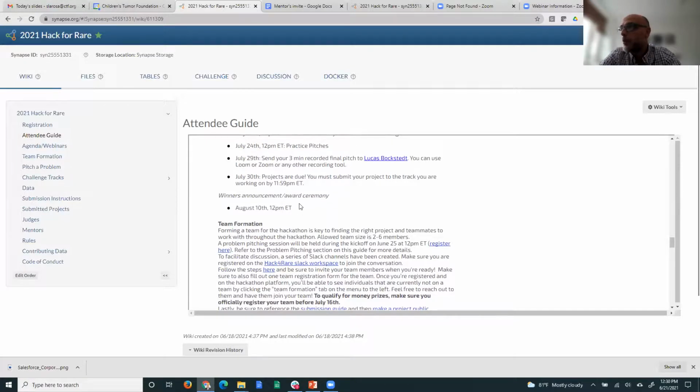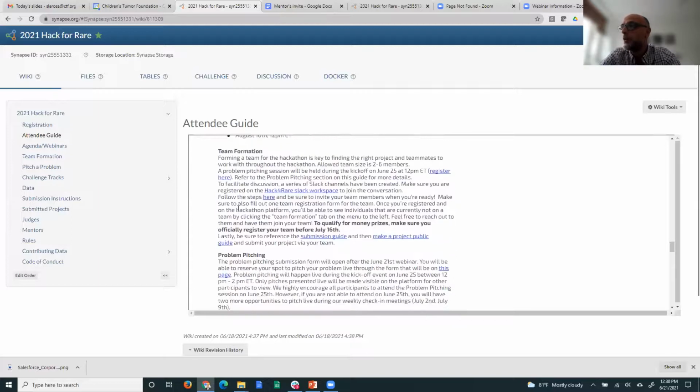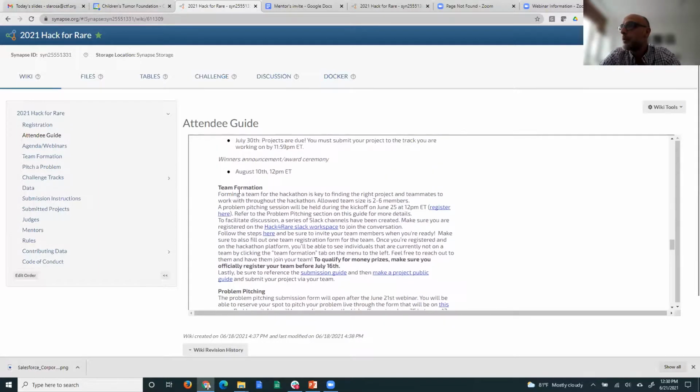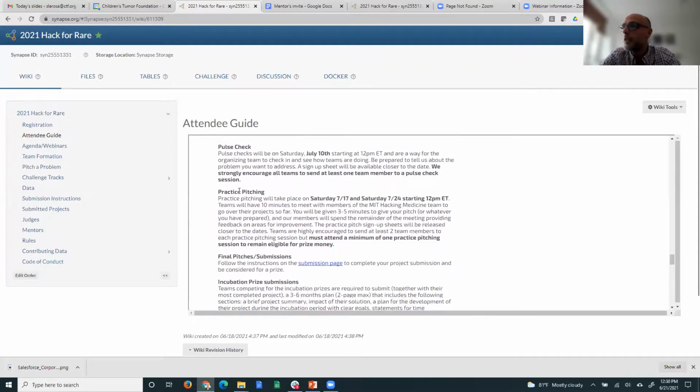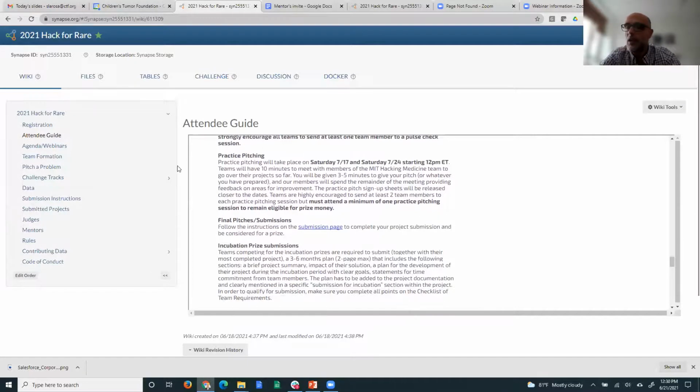And then, we'll have 1 week to score and make all of the different considerations and announce winners on August 10 at 12. So you already heard about steps for team formation and problem pitching, but you can refer to this guide again. The MIT Hacking Medicine team is organizing a pulse check for you to make sure that you are on the right track, but also will help you to define and construct a very effective pitch for your idea in those 3 minutes. So there are some practice pitching available.